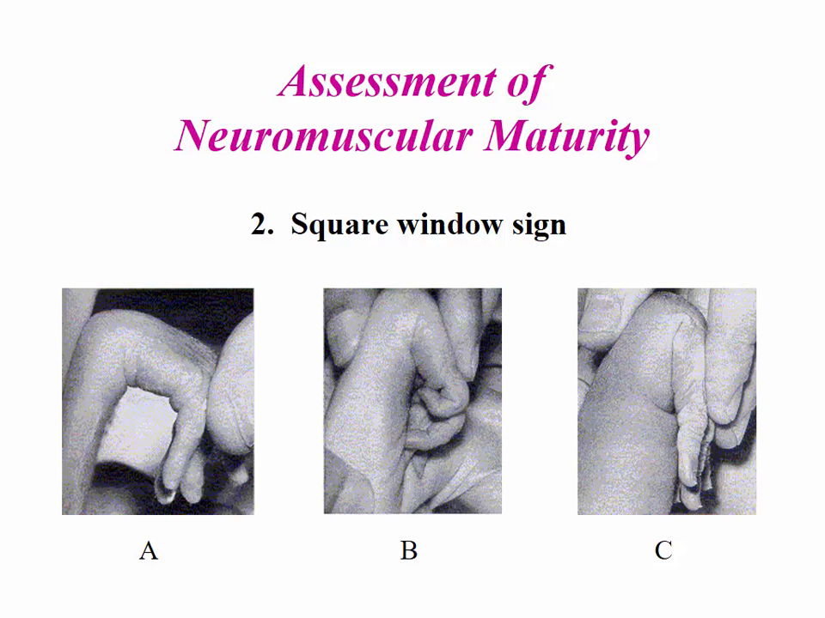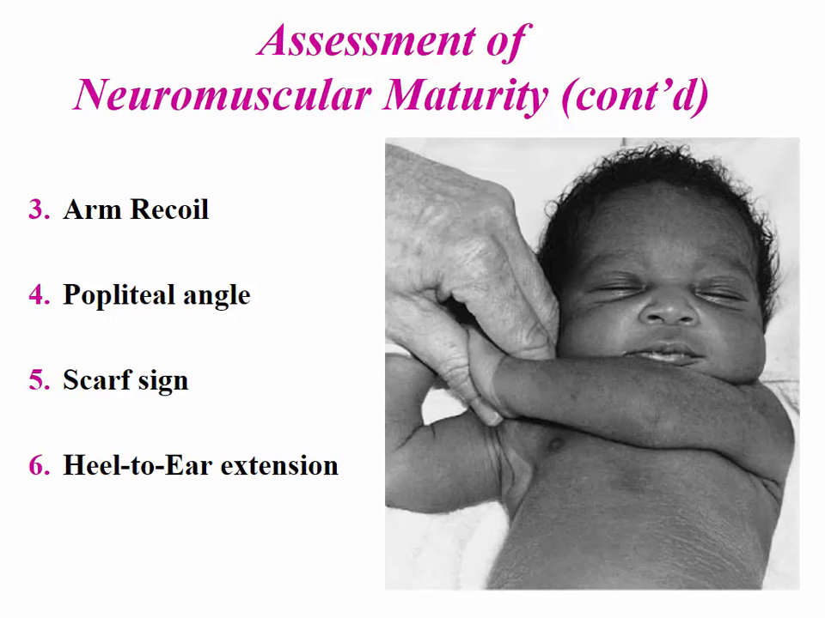So that's just posture. This is that square window that everybody loves so much. I don't know why this is the one that bothers everybody, but it is. But just because we can't do it. So which one is the most mature? C, okay? And then this is the scarf sign where you're trying to get them to touch the opposite shoulder.